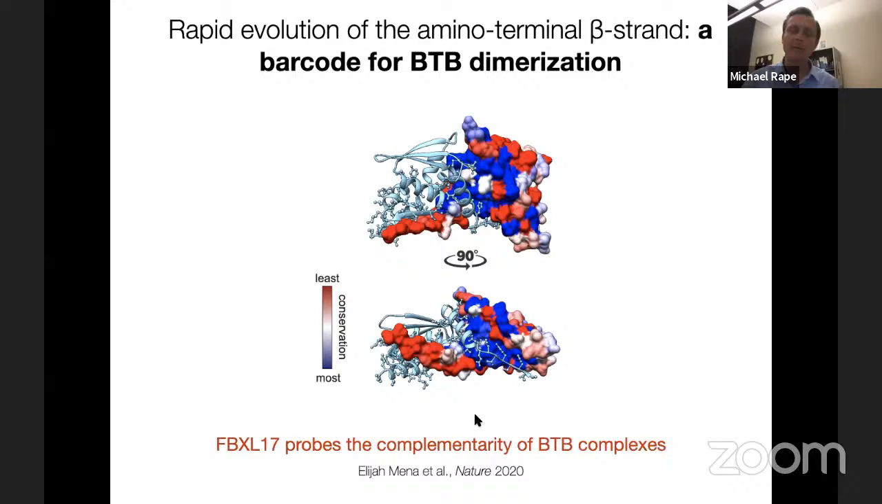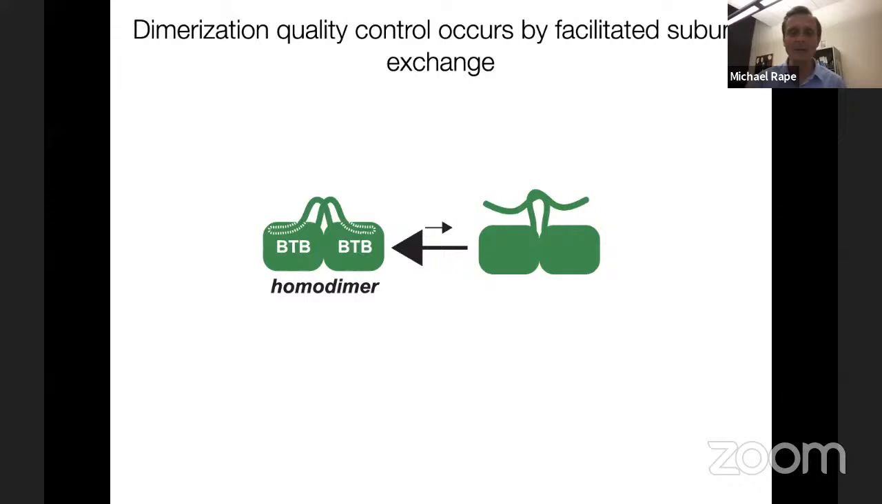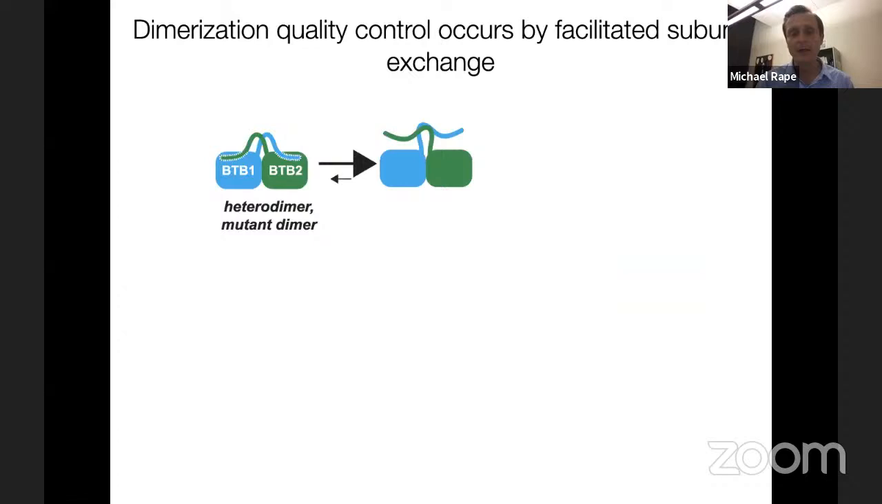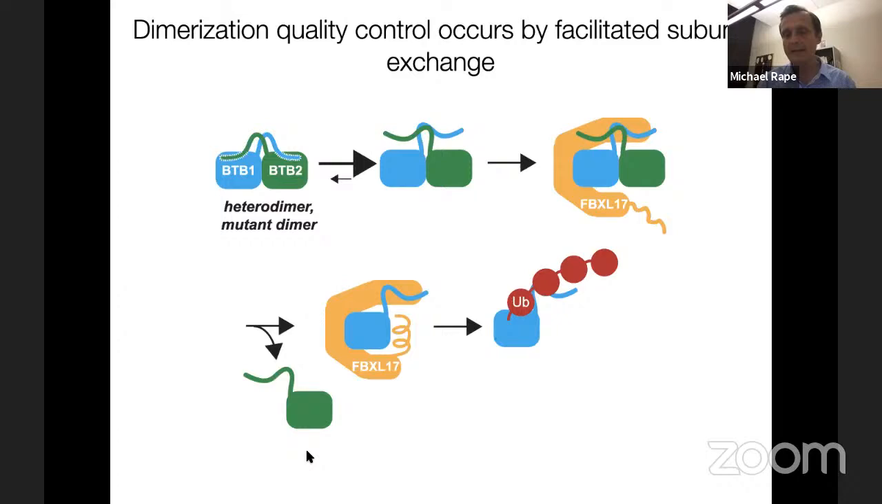So just to summarize this, the work started totally from the developmental side, went all the way to biophysics and structures, and led to a model where we can understand how this quality control machinery works. In a homodimer, there is a barcode that's set in place and prevents recognition, but in the heterodimer, this sequence is displaced. You have an open conformation. This allows FBXL17 initially to bind to the heterodimer and then the C-terminal helix to displace a subunit so that this bound subunit can be ubiquitylated and degraded. And of course, this monomeric subunit here will be basically wiped up by another FBXL17 subunit and ubiquitylated and degraded very, very quickly.